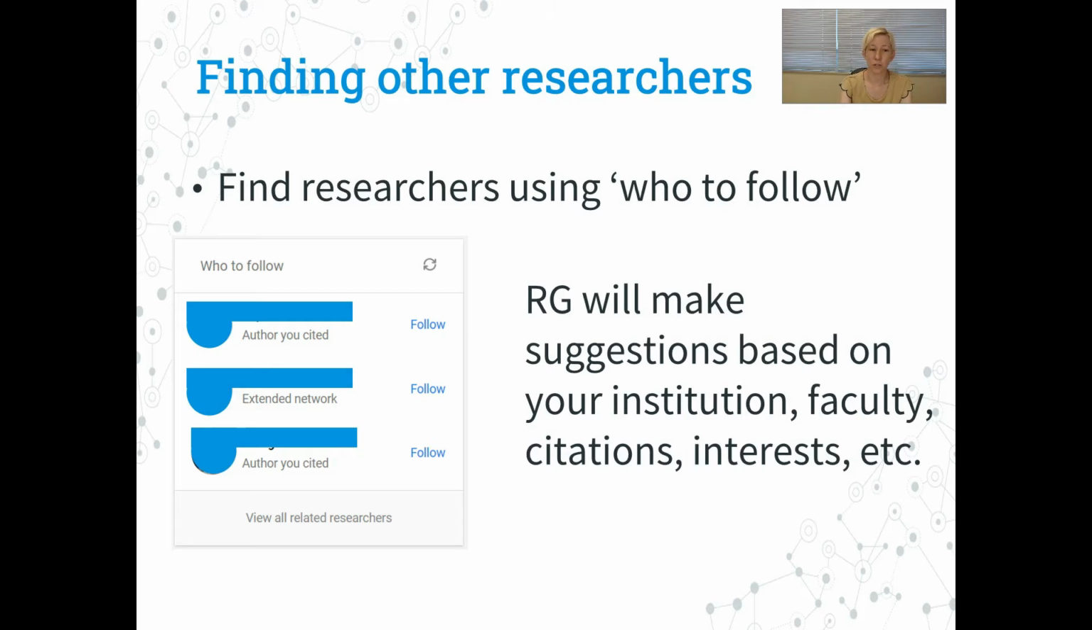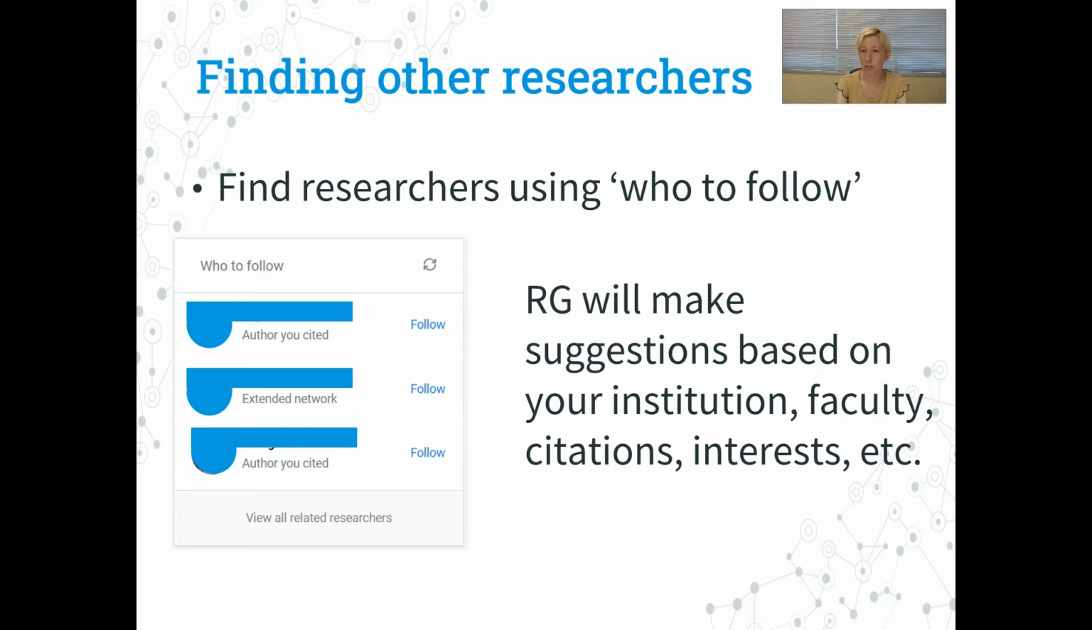You can also look to this tool, which is the Who to Follow tool. You'll find that on your profile page, on the right hand side, there'll be a list of different boxes. The order of these boxes changes, so just keep scrolling until you find this Who to Follow, and you'll find a list of people that ResearchGate has suggested might be a good connection for you.